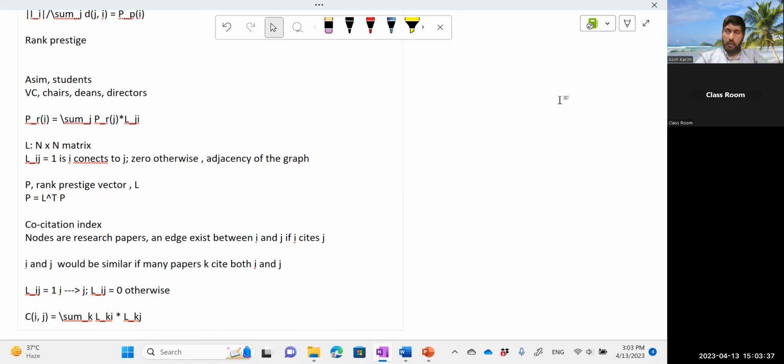What do you understand from this? Lki, if k refers to i, this would be 1. If k also refers to j, this also would be 1. So together ये 1 हो जाएगा, तो ये सारों का sum हो जाएगा. But if any of this is not 1, 0 है, let's say Lki 0 है, तो ये product 0 हो जाएगा, तो ये count नहीं होगा. So in other words, this equation is counting the number of k's that link to both i and j.